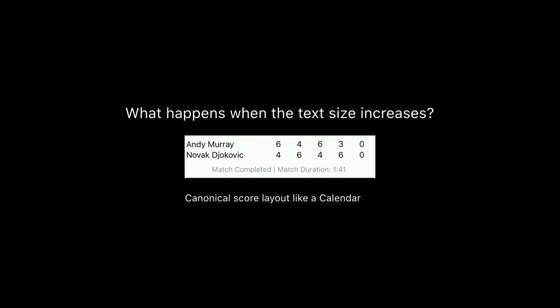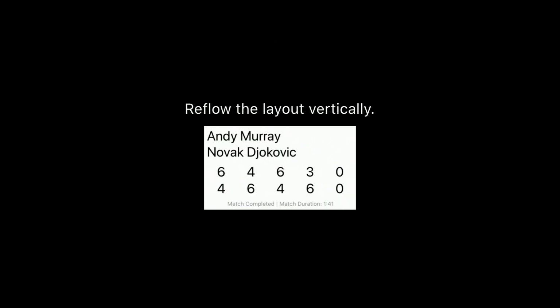But what if I said that the score layout, the placement of the score grid, is like a canonical layout, not unlike a calendar? For a tennis fan, there's a set score, 6, 4, 4, 6. And that layout being preserved is important. It's a way you can read it fast. It makes sense to you, just like a calendar does when you see a grid. Right. So we can reflow the layout vertically.